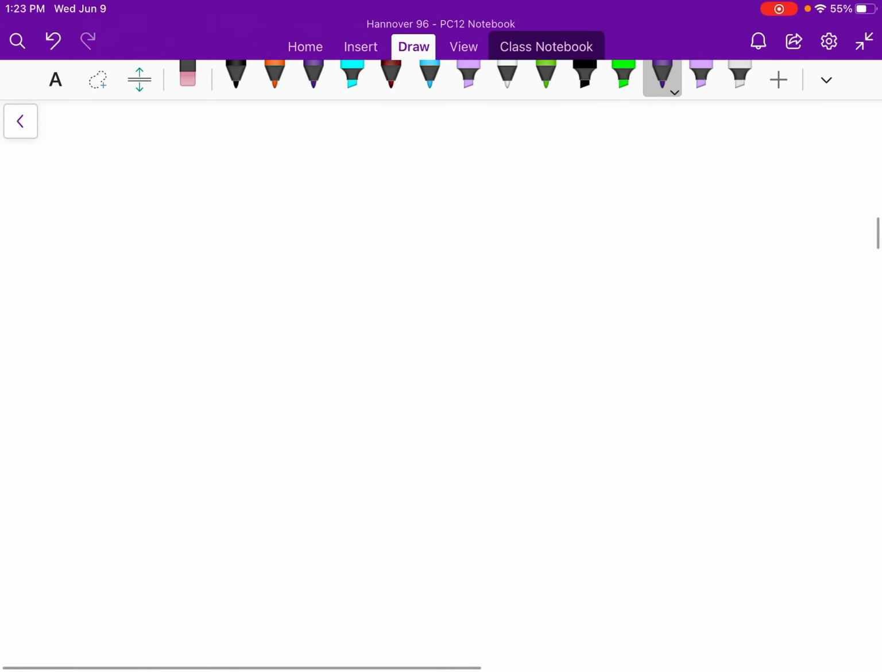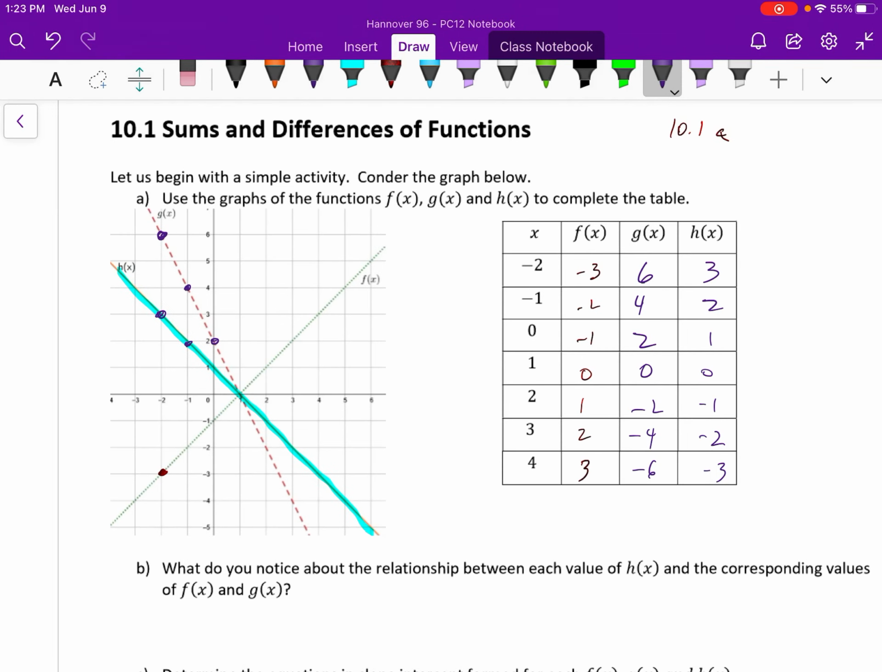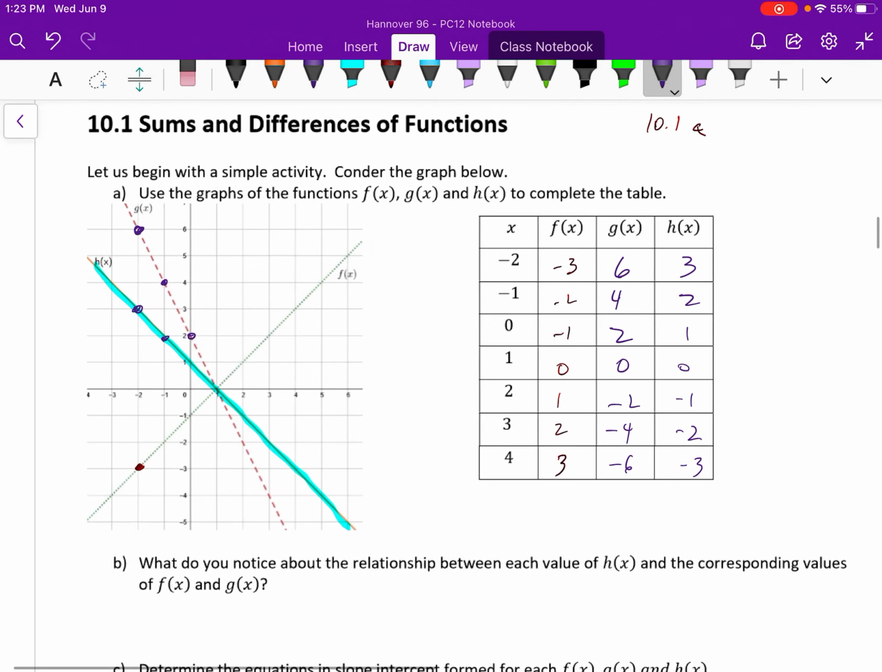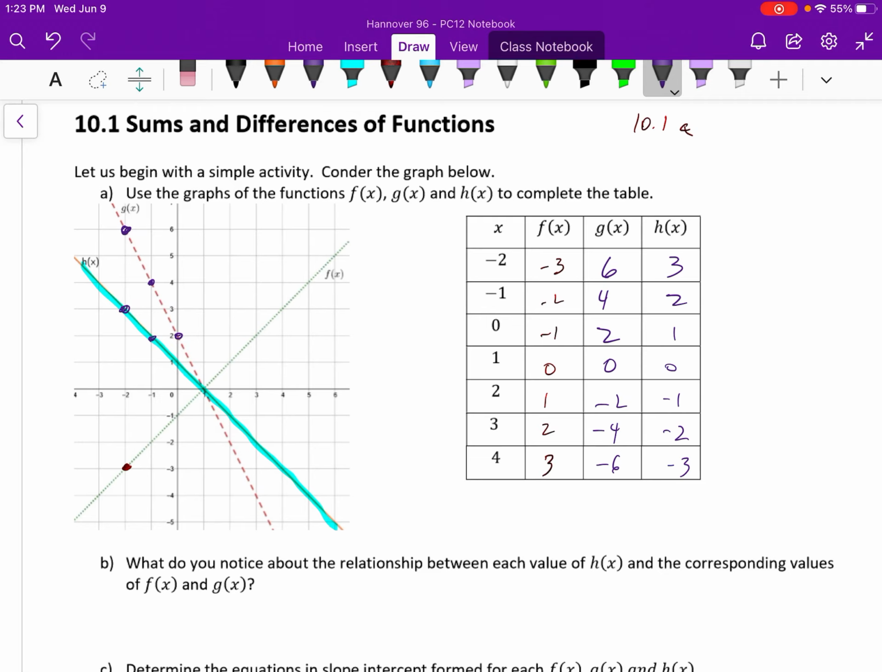So there it is. And we have some strong indications that we're going to be adding or subtracting functions. But what do we notice about the relationship between the value of h of x and the corresponding values of f of x and g of x? I think it might be safe to say that h of x is equal to f of x plus g of x. And when I'm writing these down, I'm implying that it's the y values.